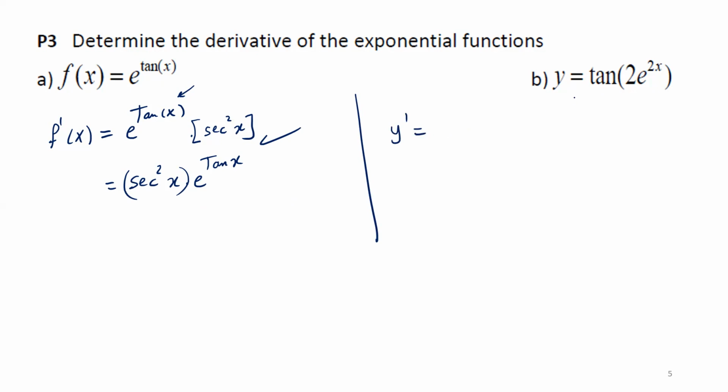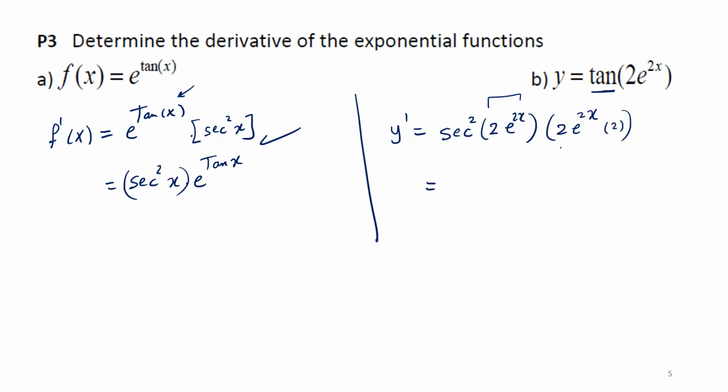So first of all, the derivative of tan is secant squared. Just write secant squared of the same angle, e power 2x, multiplied by the derivative of the angle itself. The derivative of the angle is the same, e power 2x, times the derivative of 2x, which is 2.